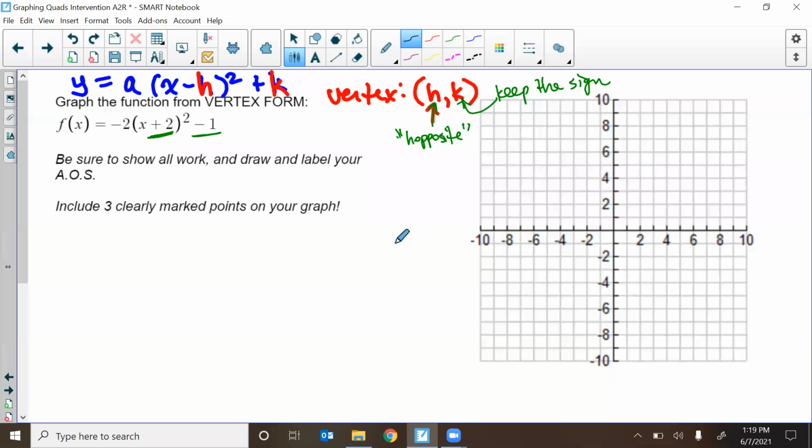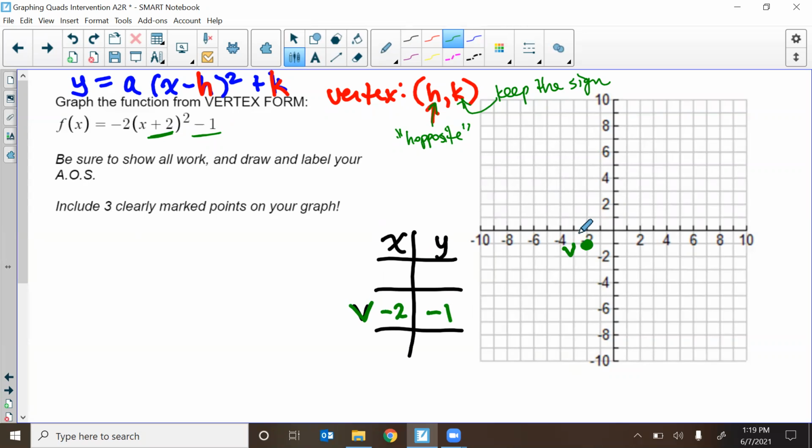So I'm going to make my XY table just like I usually do. Anytime I'm graphing a parabola, I will put 3 rows on it, and I'll put the vertex in the middle. And so here my vertex is -2 because I want the opposite, and -1 because I want to keep the sign there. So then when I graph that, I like to put a little V there.